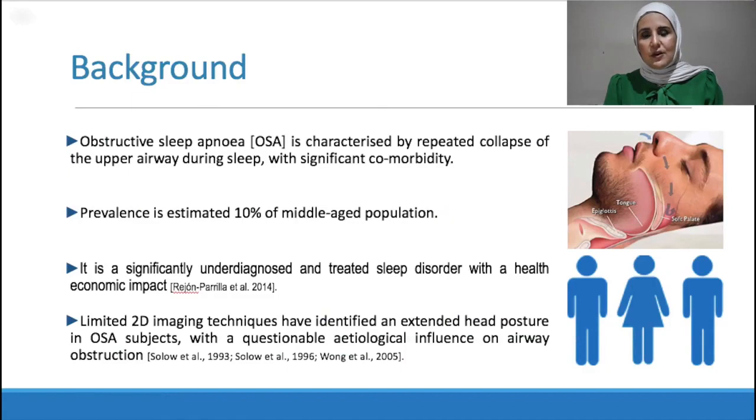To start with, OSA is characterized by repeated collapse of the upper airway for more than 5 abnormal respiratory events per hour. It affects the middle age group, with a men to women ratio of 2:1. It's a significantly underdiagnosed and undertreated condition with health economic impact. These may include daytime sleepiness, increased cardiovascular morbidity and mortality, motor vehicle accidents, and decreased quality of life. And all these are a risk to us.